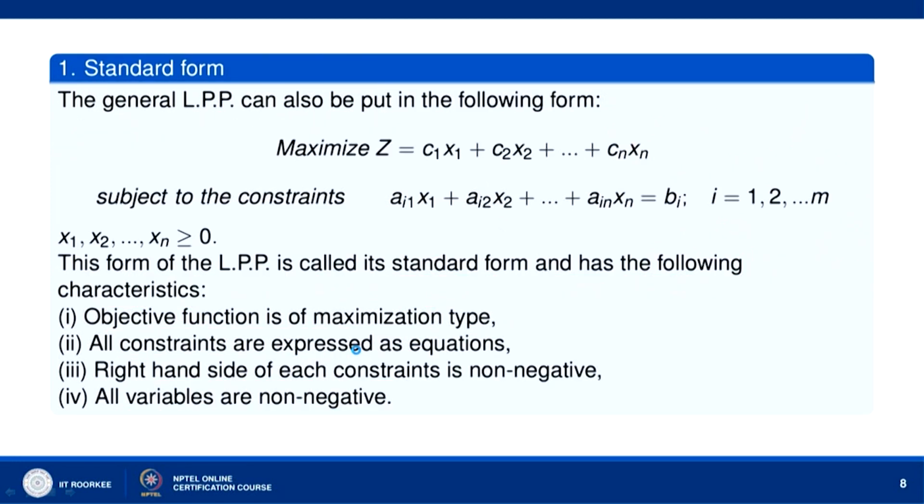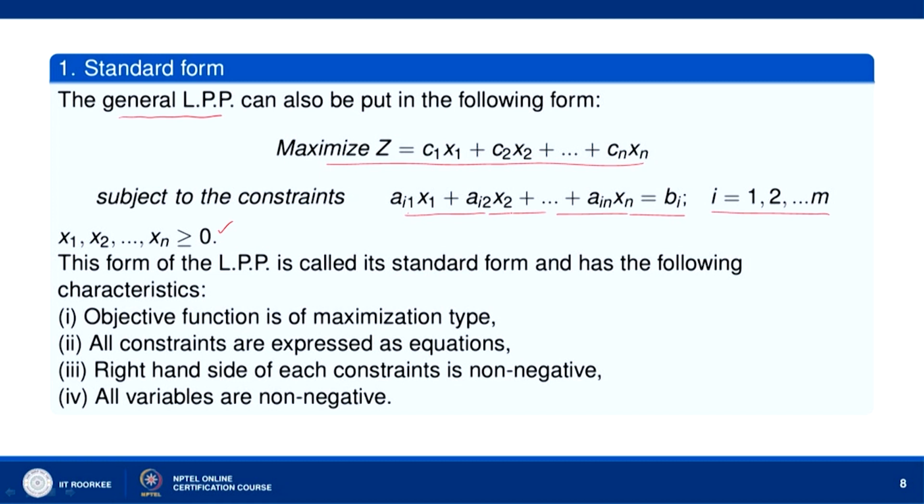Now, the second one is the standard form. The general linear programming problem can also be put in the form: maximization of z equal to c1 x1 plus c2 x2 and so on up to cn xn, subject to the constraints ai1 x1 plus ai2 x2 and so on up to ain xn equal to bi, where i is equal to 1, 2, and so on up to m, and x1, x2, ..., xn are greater than or equal to 0.